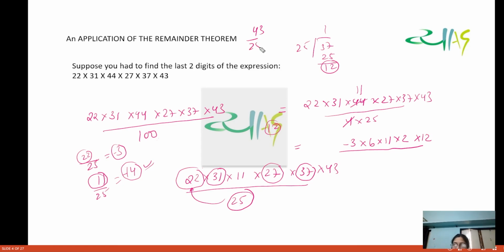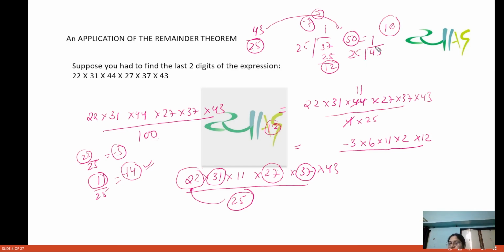43 divided by 25. Okay, so see, 25 2 times is 50. Now 43 is just 7 short of 50. Okay, 7 short of 50. So I will write minus 7 as remainder. See why I am taking minus 7 as remainder here. If I try to divide it by 25 and take a positive remainder, what positive remainder will I get? 18. But do I want such a large number? I don't want that.